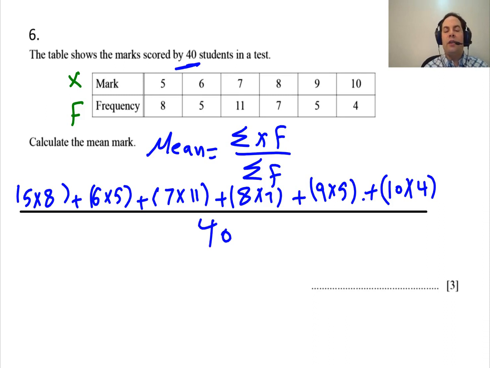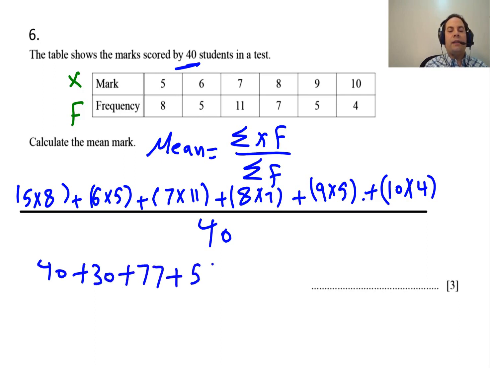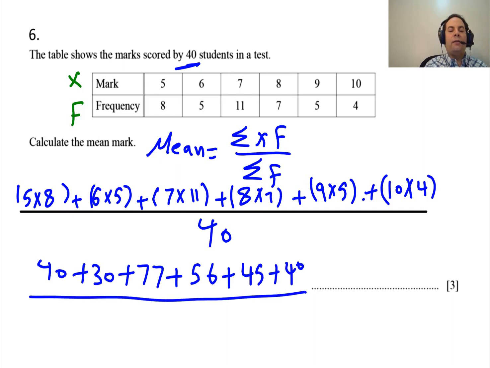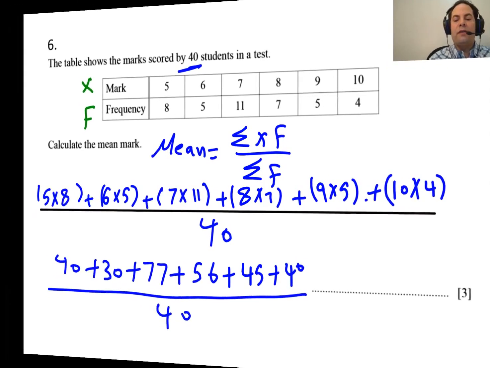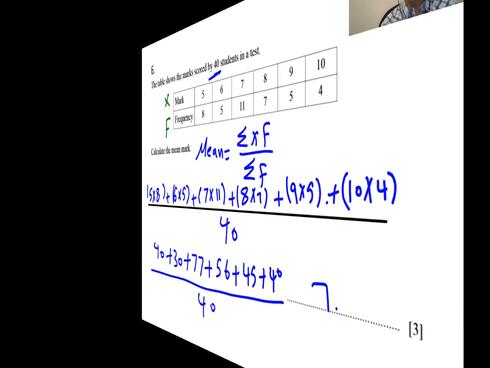Then simplify your answer. You can find your answer directly by using the calculator, or you can multiply 5 by 8 is 40, plus 30, plus 77, plus 56, plus 45, plus 40, all divided by 40. Then find the value of the numerator and the value of the denominator. The final answer is 7.2.